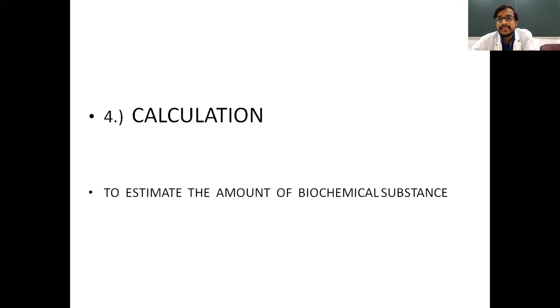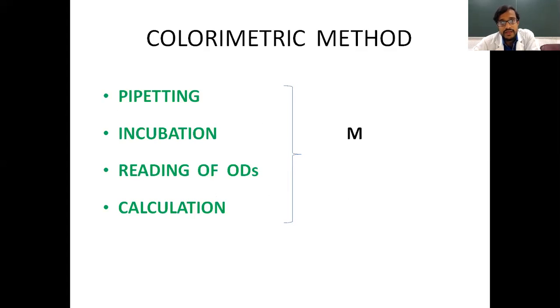So this is the basic thing that has been happening for many years. These are the things which we'll do in the colorimetric method: pipetting, incubation, taking the ODs, optical densities, which is nothing but absorption, and calculation of the result. All these we will do manually in the colorimeter.